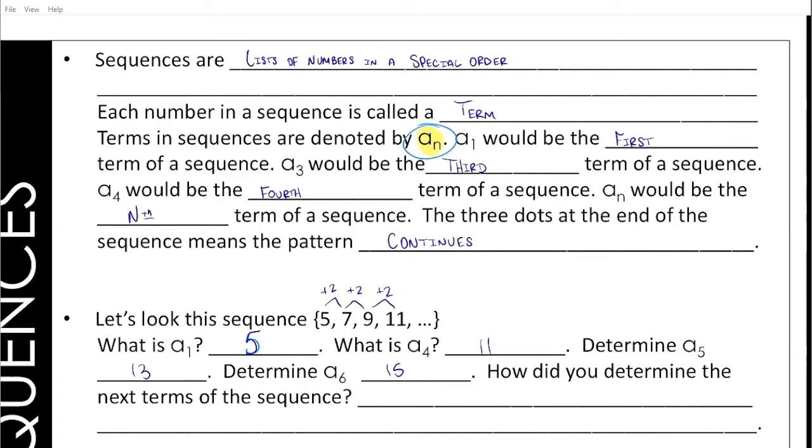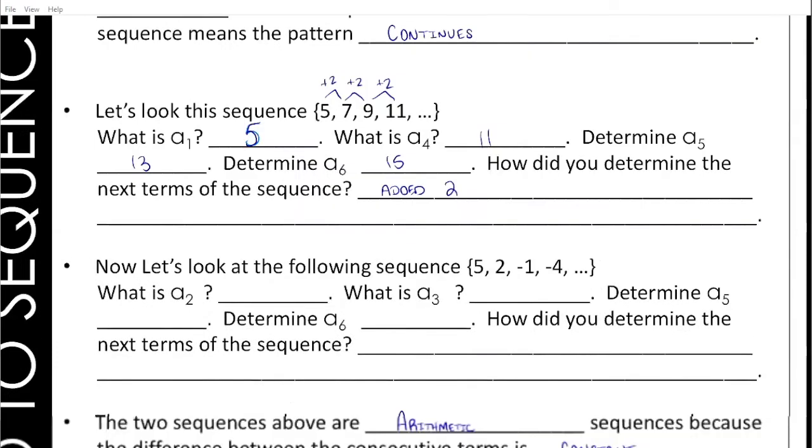So how do we determine the next number in our sequence? We simply added 2 to each term. Okay, each term was increasing by 2.